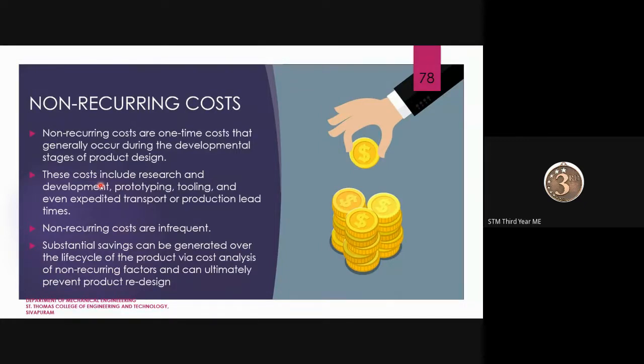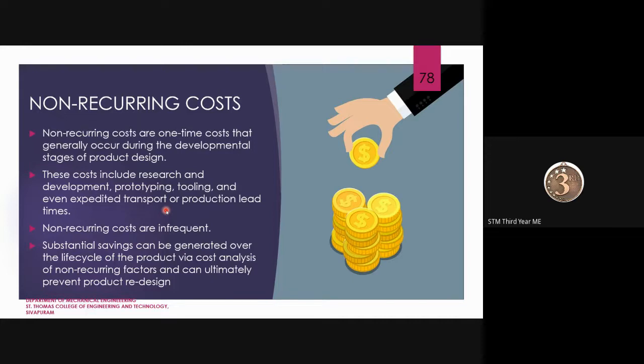Okay, next, substantial savings can be generated over the life cycle of the product via cost analysis of non-recurring factors, and can ultimately prevent product redesign. So we are forecasting the product life cycle, right? If you are forecasting such a product life cycle, one of the advantages is that you can analyze the cost that is required for the capital.